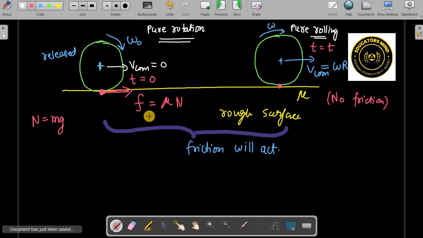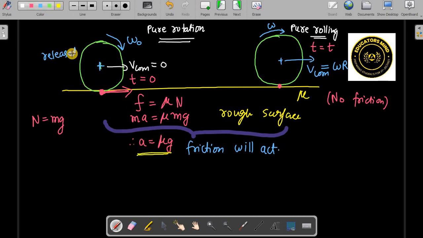Okay, so that means friction. And if you see, friction is the only force acting on the body, so friction is equal to mass into acceleration, right? So from here you know that the acceleration that is going to happen is mu into g. So with this acceleration, the center of mass is getting accelerated, and we can say that v equal to u plus at. We can apply this formula.